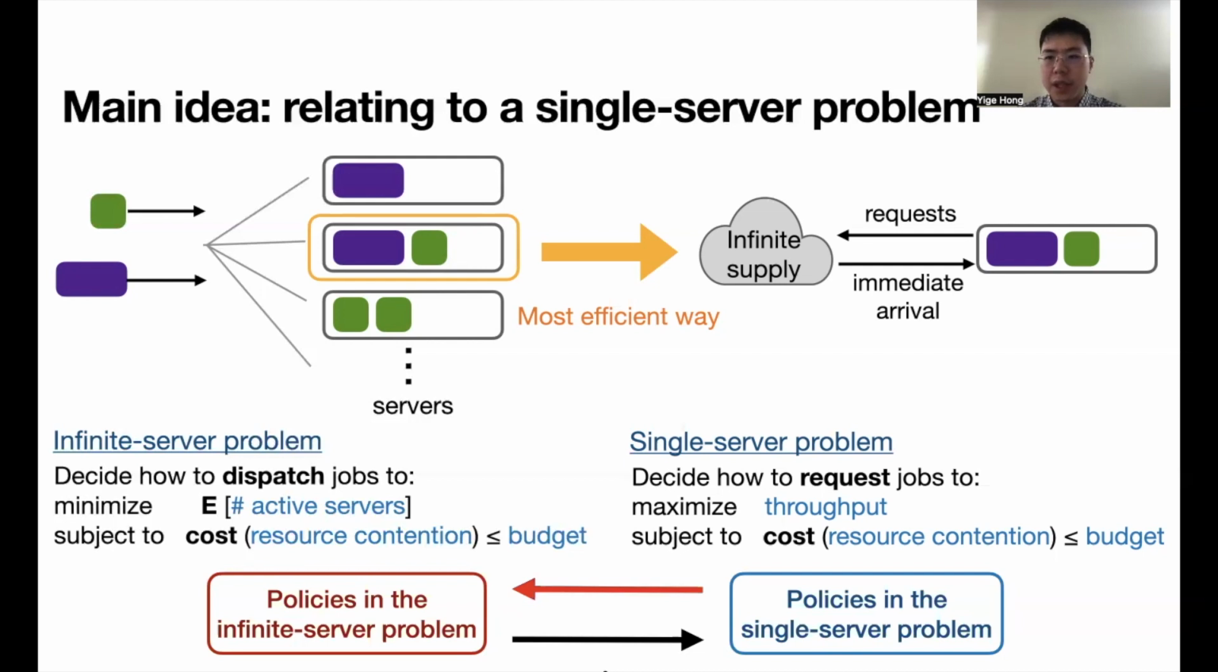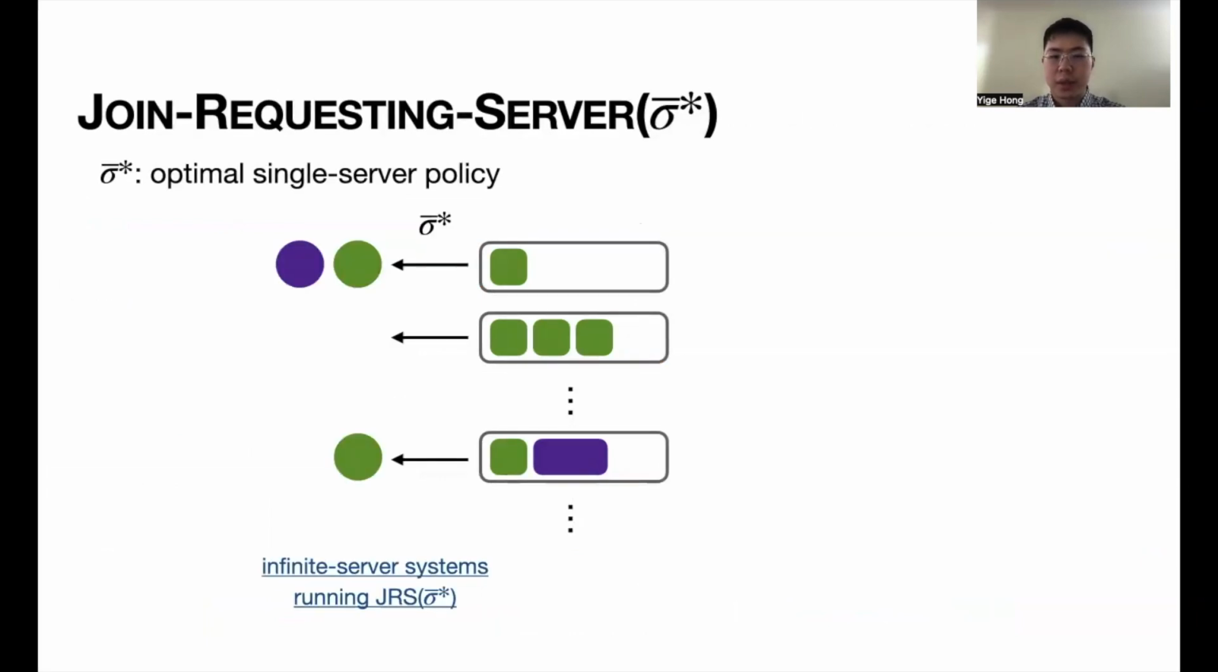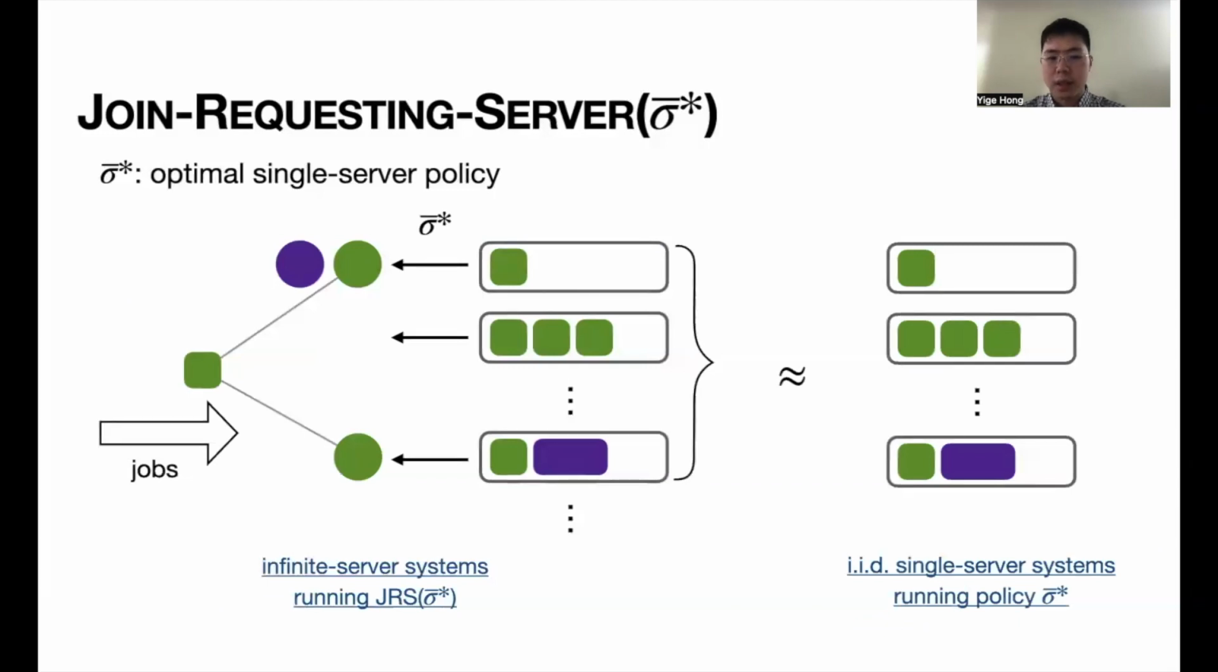Finally, let me give you a bit of detail of how we do the conversion. Let sigma bar star denote the optimal single server policy that's solved from the single server problem. We will construct the policy for the original problem by just letting each server run the single server policy and request the jobs. The requests are denoted by those circles. The scheduler will just assign jobs based on the requests in a certain way. The resulting system under this policy will approximate IID copies of the single server system running sigma bar star in the sense of Gaussian-Wasserstein distance. For more details, feel free to visit our talk or read our paper.